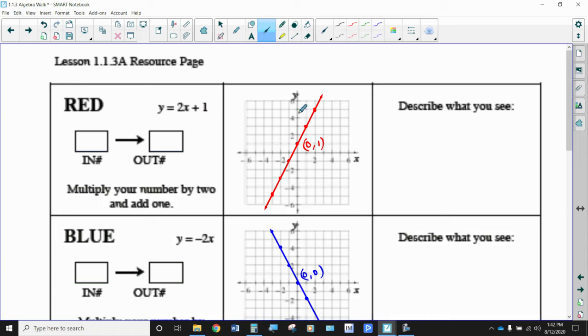Now, we were running out of room for this graph. This is why graphs aren't always the best for making predictions. Rules are the absolute best. But that's what you would do. You'd go to where x is 7, then you'd go all the way up to where y is equal to whatever number that is, which in this case is going to be 15, and then you'd just see it on the graph.